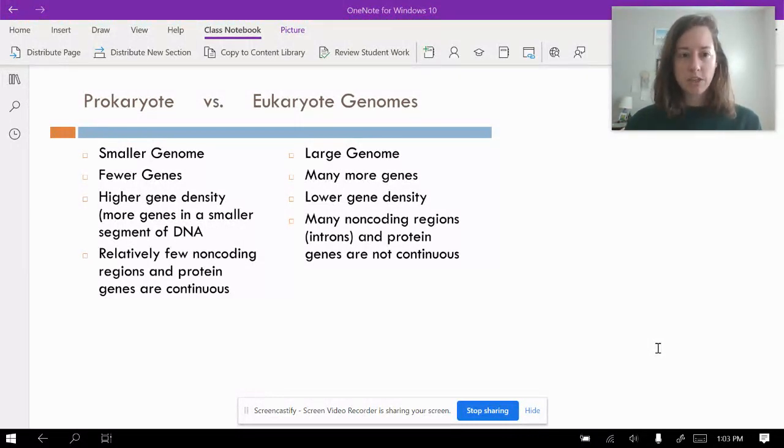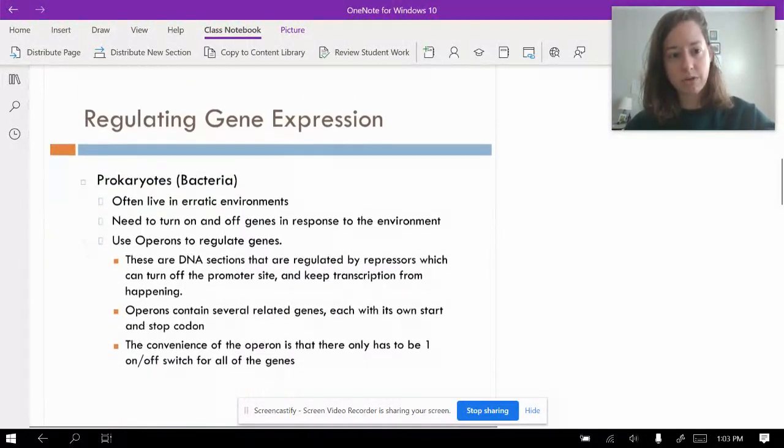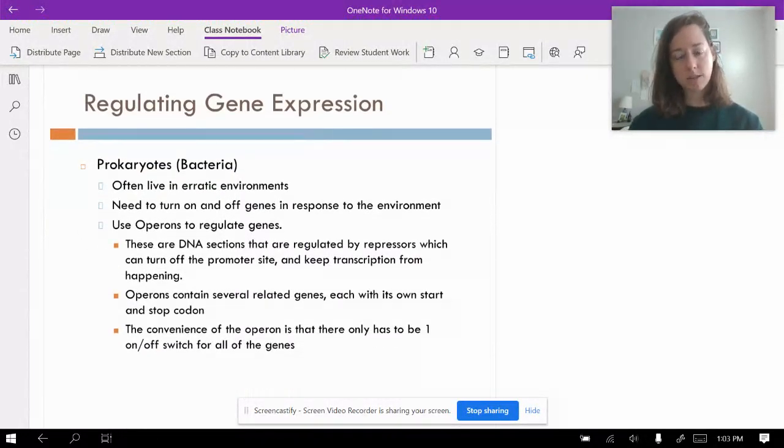All right, so with that, we're going to talk today about gene regulation for these prokaryotes. And they use something called operons, which is probably going to be a new topic for you. It's not something that you learned about in freshman bio. So try to be patient with yourself as you learn about this because it is new and it is complex.